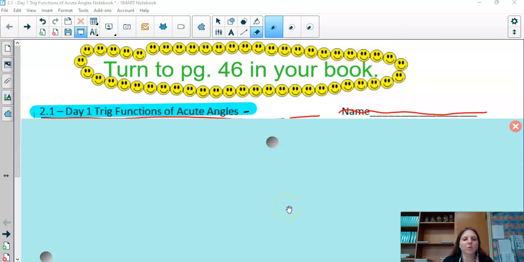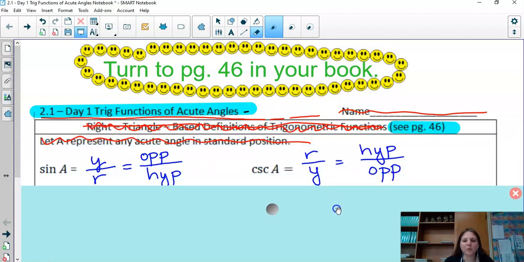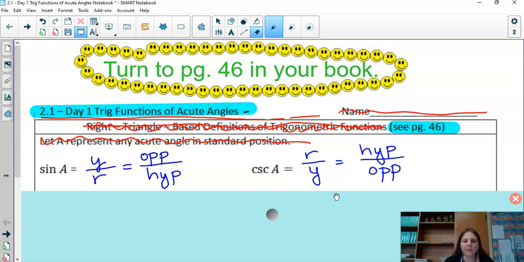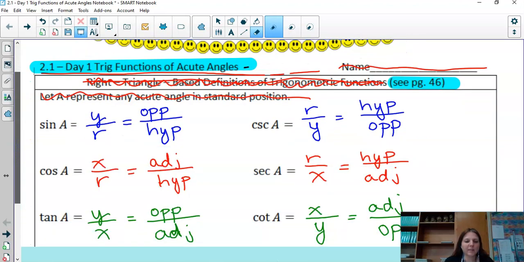Hi everybody. We're talking about trig functions of acute angles. If you look at page 46 in your book, you're going to want to write down the title and the date, and then you also want to copy down on page 46 the following trig ratios. So what we're looking at are sine, cosine, and tangent, and then of course their reciprocal identities.